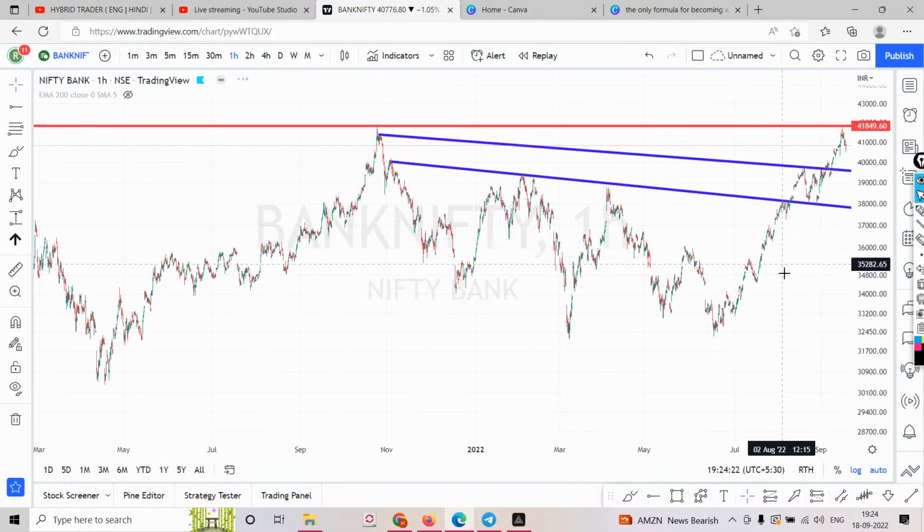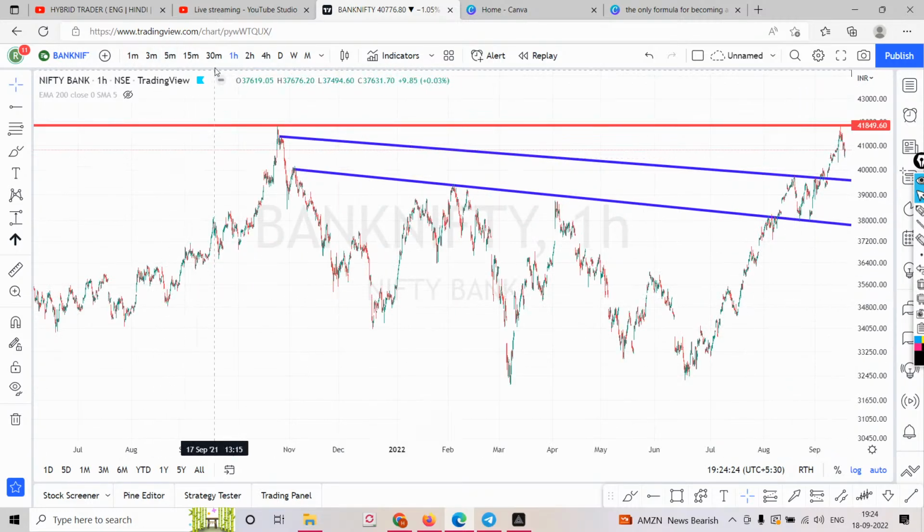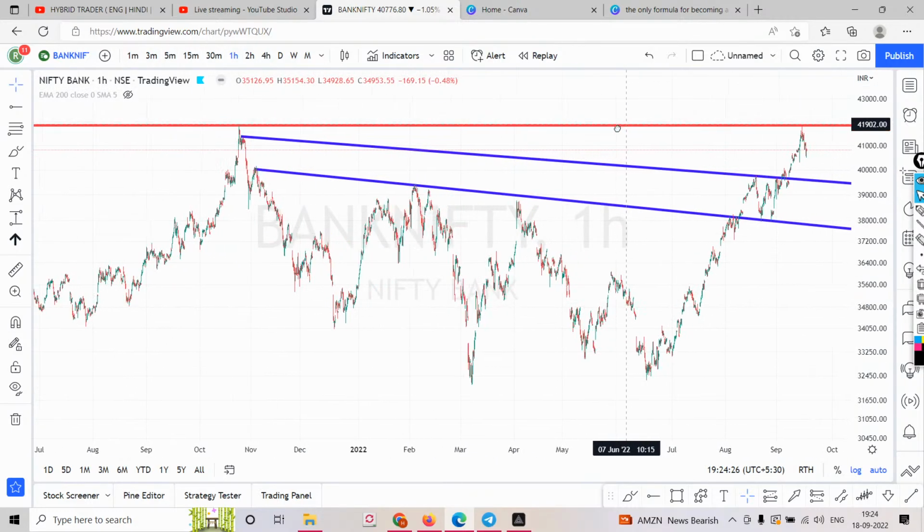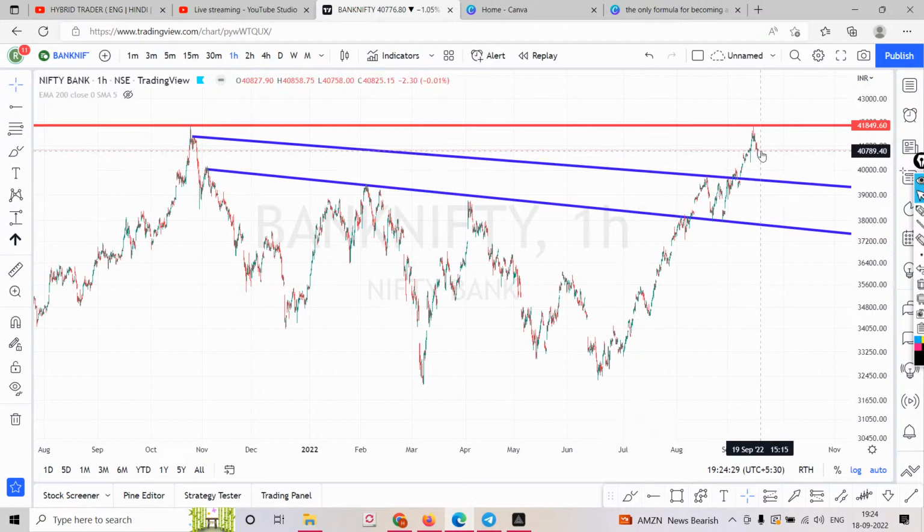Now, see friends, try to understand. This is my 1 hour. See, 1 hour analysis. This is my chart. Now, the Bank Nifty stands here. If you see this red color horizontal line, this is where your Bank Nifty stands. So let me just plot a line here. This is where the Bank Nifty plots.